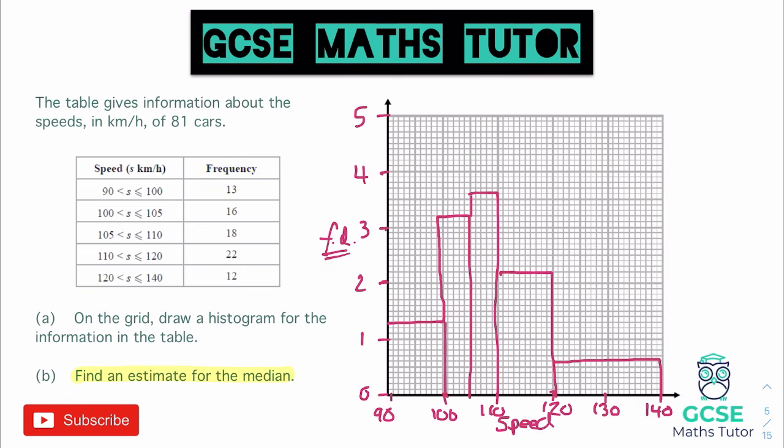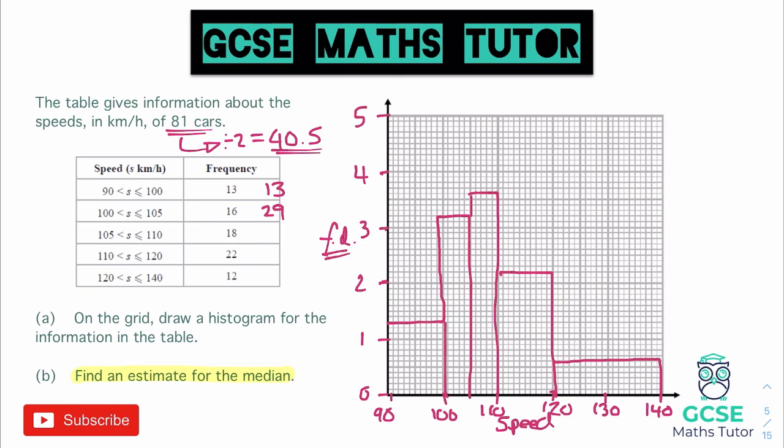Now we are just finding an estimate. So to start with, I'm just going to halve the 81 cars. That's going to give me an estimate of where the middle is. If I divide that by 2, we get 40.5. So I'm going to look and see where the 40.5th car is. If I go down my table, we've got 13 at this point. Adding 16 will get me to 29. And then when I add 18, that's going to go past 40.5.